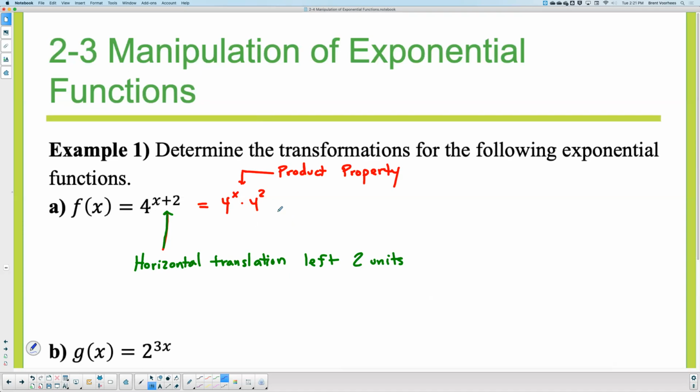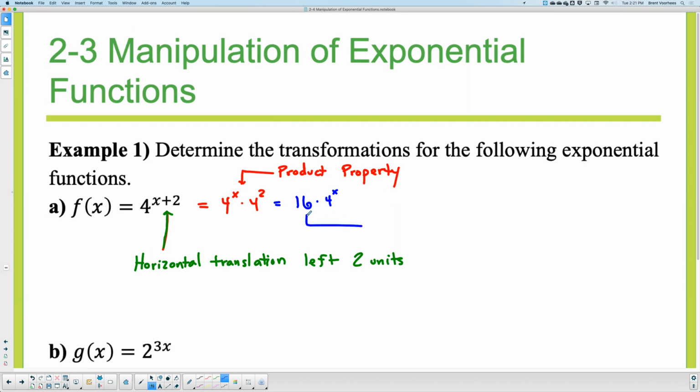Now here's how I want to get the final answer. We can reduce one of these. Can I reduce 4 to the power of x? No, but I can reduce 4 squared. What is 4 squared? Now this is my initial value. I'm going to put this in the front. I'm going to say this is the same thing as 16 times 4 to the power of x.